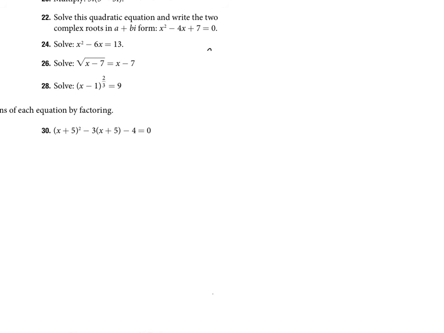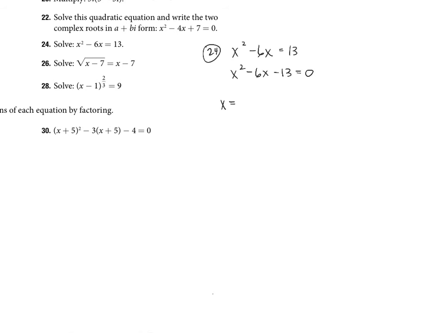Number 24, I have to solve x squared minus 6x equals 13. So here again I have a quadratic equation. I'm going to move the 13 over by subtracting it from both sides. So now I'm going to use the quadratic formula.